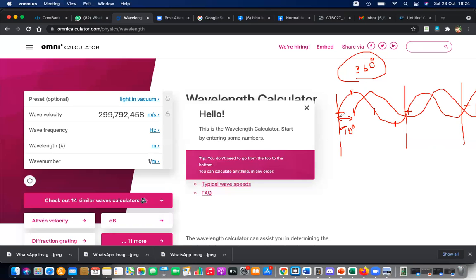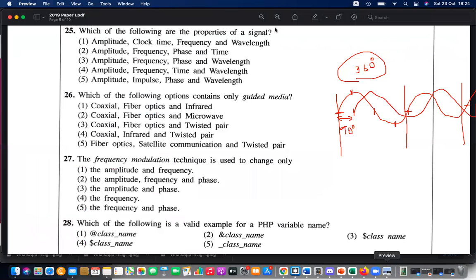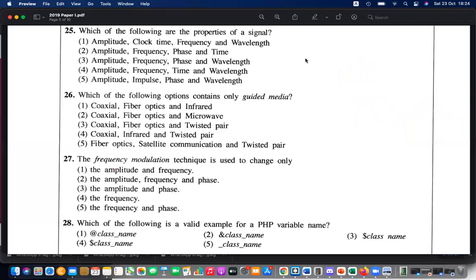Phase means actually the first signal and the second signal, the interleaving. So what is the gap between the first signal and the second signal? We call that phase. Okay, those are the properties that we can see in a signal: amplitude, frequency, phase, and wavelength.